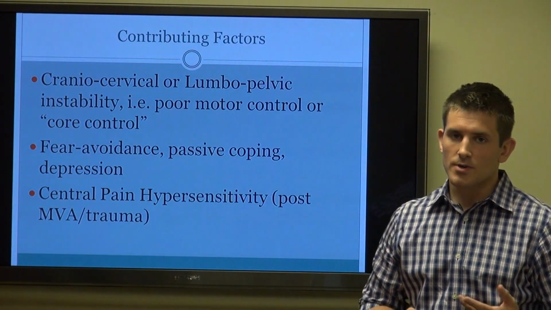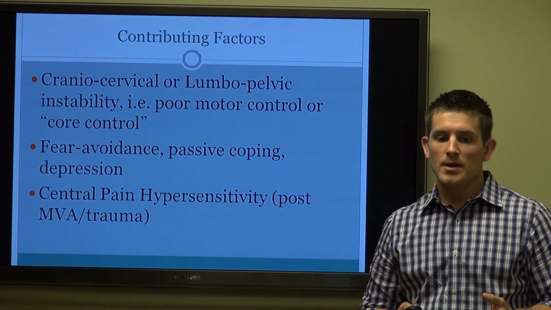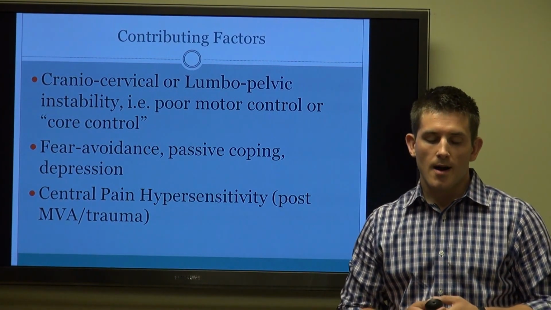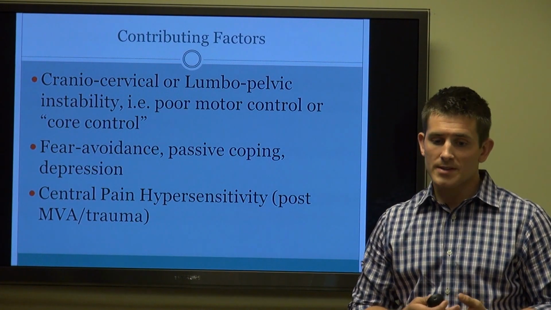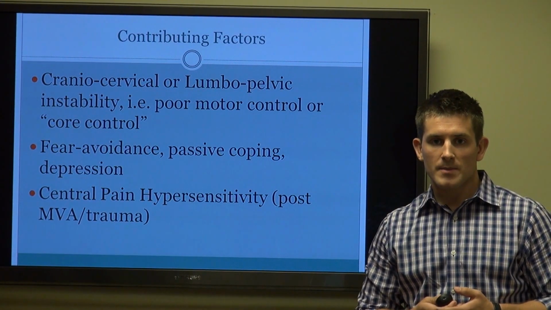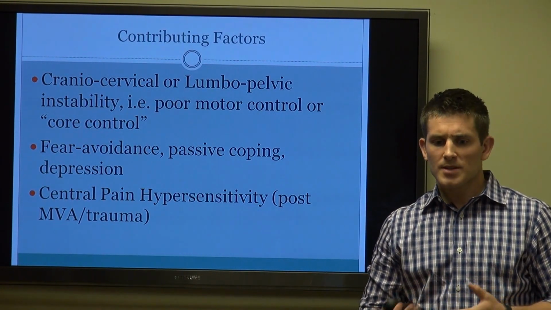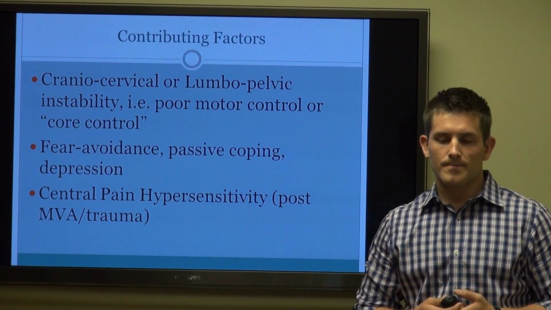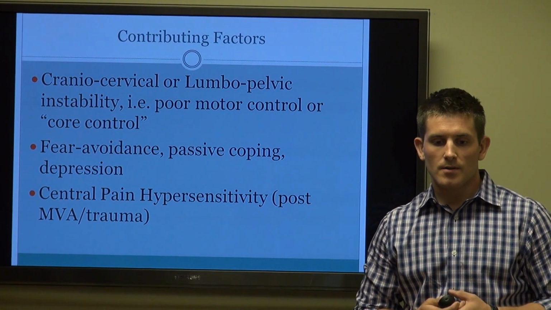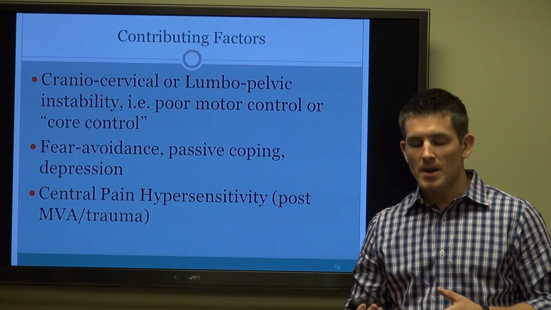So the contributing factors, we talked about the yellow flags earlier. We're looking for craniocervical or lumbo-pelvic instability, which is essentially just poor motor control or quote-unquote core control. We also look for things like fear avoidance, passive coping, depression, and usually we find this out based on some outcome assessments that we usually give the patient prior to seeing them. Of course, central pain hypersensitivity, again, a topic that some know a little about. And I think the research is kind of up in the air still. But generally we see this a lot with post-MVAs or major traumas.